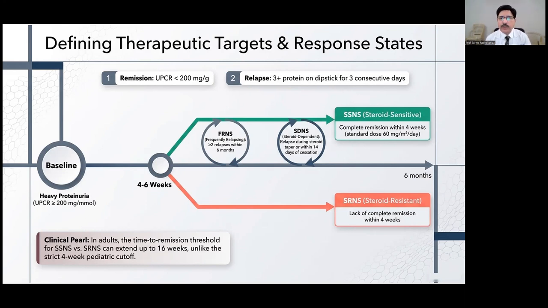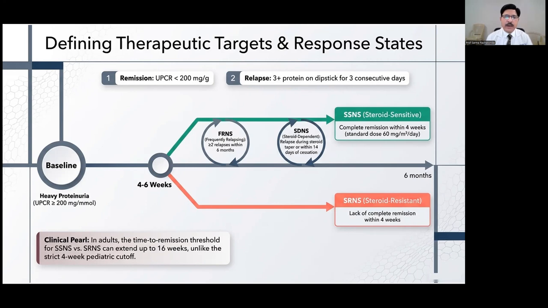The second fork is SRNS. These are steroid resistant. There is no remission at all at 4 to 6 weeks. Complete remission did not occur, or even proteinuria is not showing any sign of decline after 4 to 6 weeks of steroid therapy. I must consider them as steroid resistant. This is the first fork.